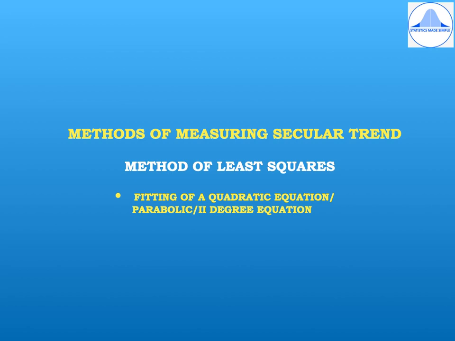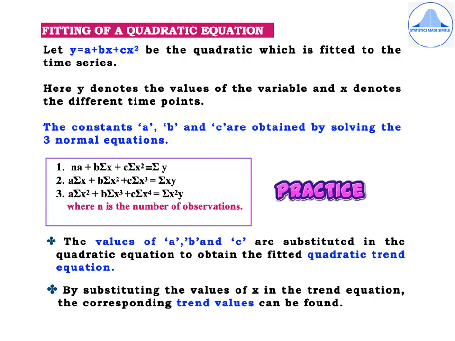In this video, I'll continue with methods of measuring secular trend, that is, method of least squares, under which we will discuss fitting of a quadratic equation, which is also called a parabolic or second degree equation. This topic is important from the examination point of view, where we can get a 10 marker. Fitting of a quadratic equation.